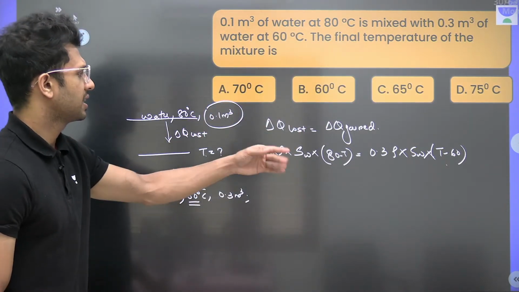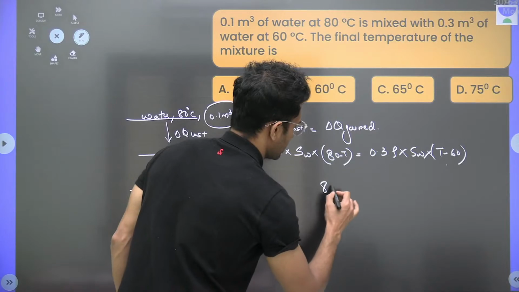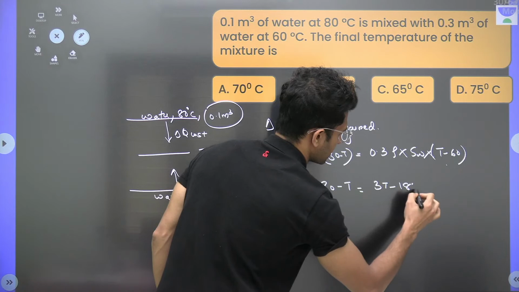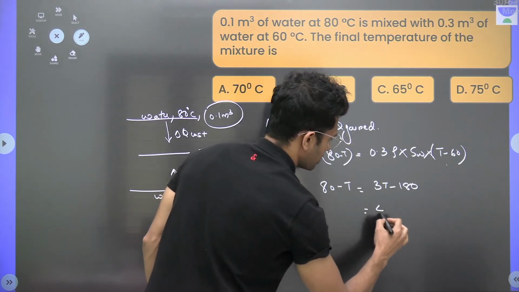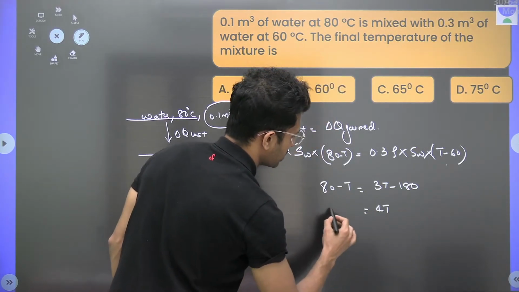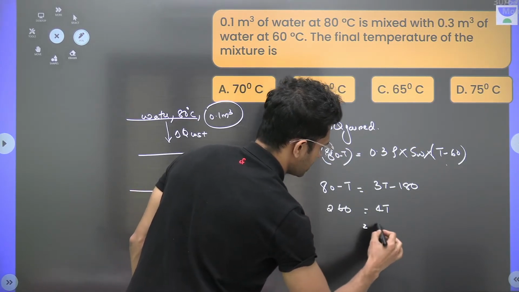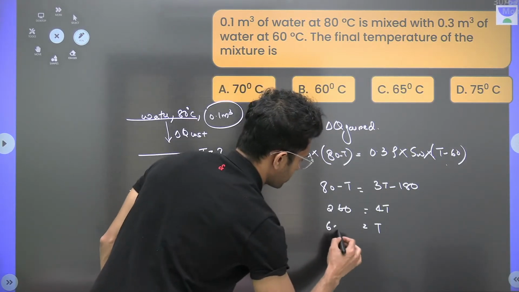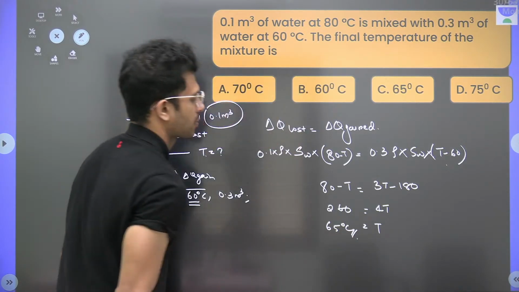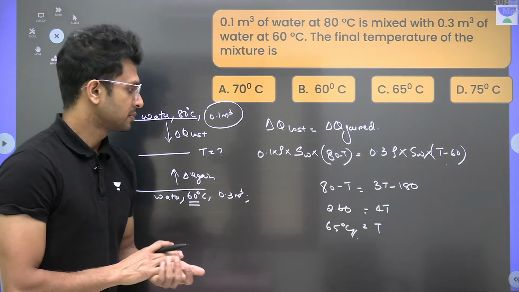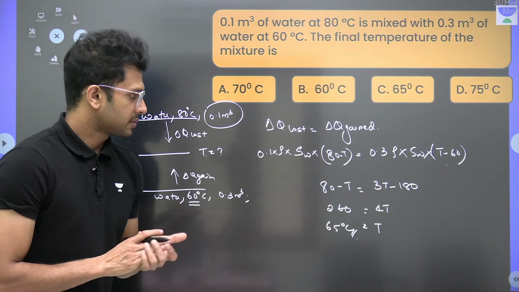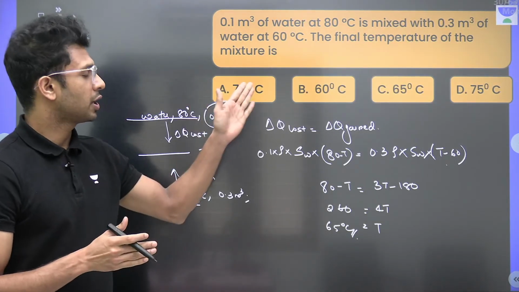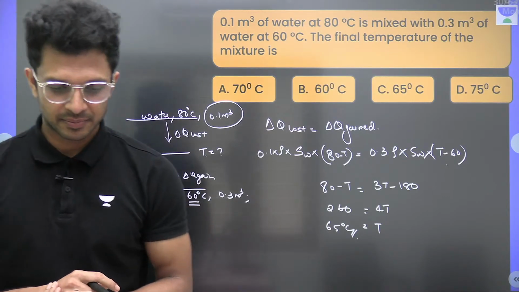Okay, cancel everything. What do you have on left hand side? 80 minus T is equal to, this becomes 3T minus 180. So this becomes 4T is equal to 260. So T equal to 260 divided by 4, which is 65 degrees Celsius. Any doubt? And that's how we get the option C as our correct answer.